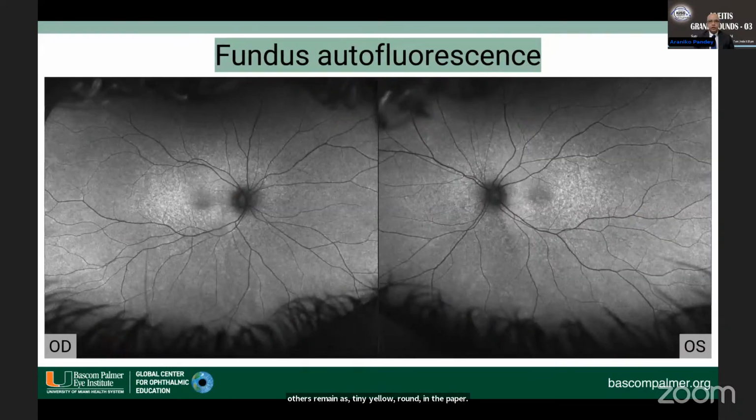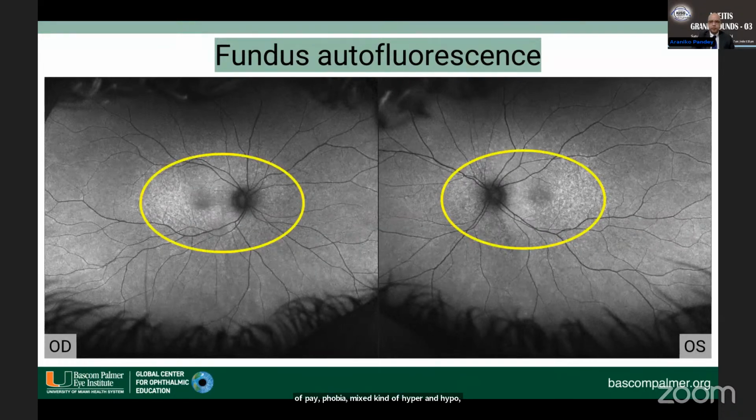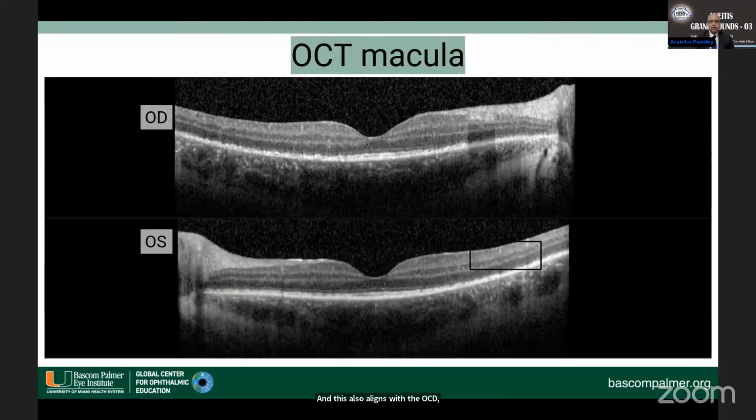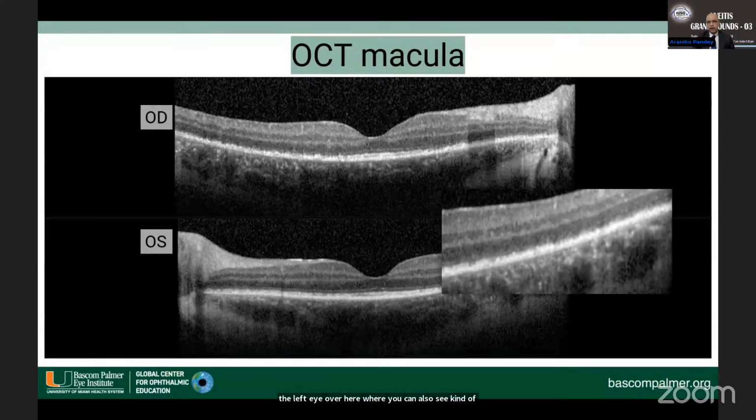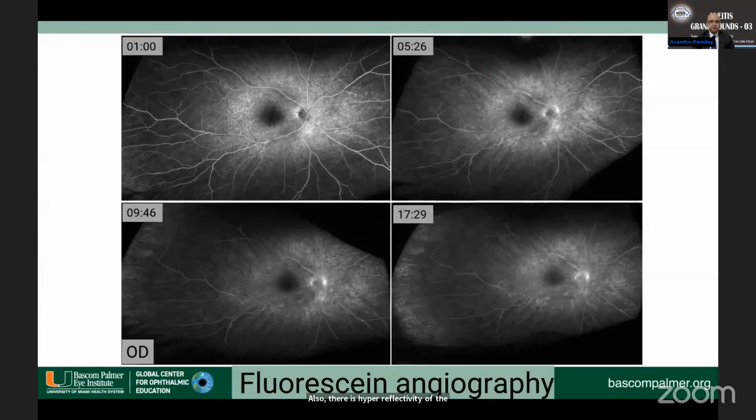This is the fundus autofluorescence of the right and the left eye, where you can see a particular pattern of perifoveal mixed hyper and hypo granularity in the hyperautofluorescence in both eyes. This also aligns with the OCT macula image of the right and the left eye, where you can see perifoveal loss of the outer retinal layer with disruption of the ISOS junction and deposition of hyperreflective material in the RPE. Also, there is hyporeflectivity of the choriocapillaris.